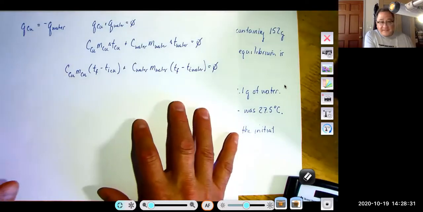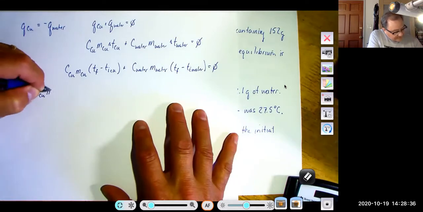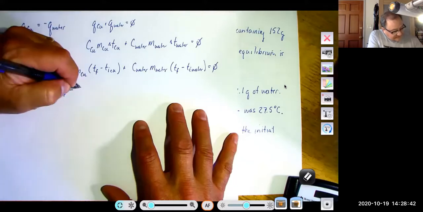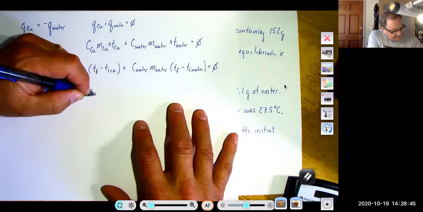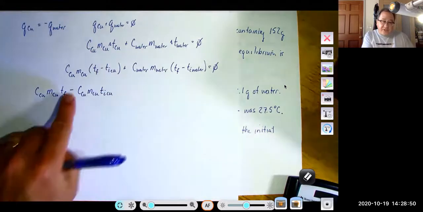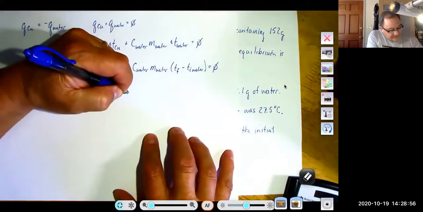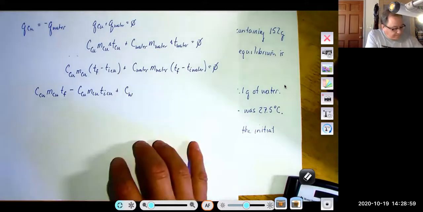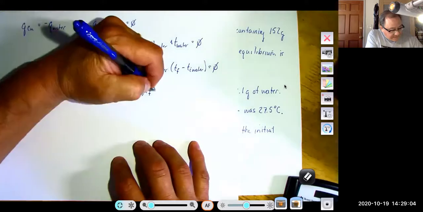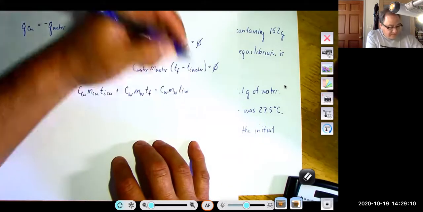Now things get a little messy. So we get C of the copper, mass of the copper, T final, minus C of the copper, mass of the copper, T initial of the copper. So I distributed these two into this equation. I'm going to do the same over here. C, I'm going to use W for water, mass of the water, T final, minus C MW T initial for the water is equal to 0.